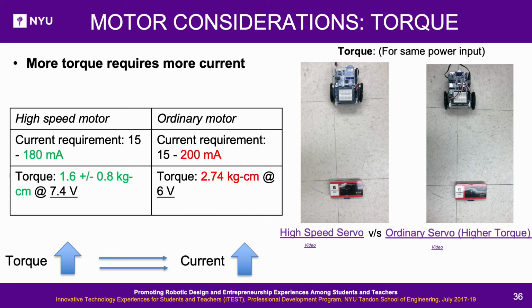Watch the video on the right that compares the torque capacity of a mobile robot operating using high speed and an ordinary servo, which has higher torque than a high-speed servo. The high-speed version cannot counter an obstacle on its way, but the higher torque version can keep going, and moves the obstacle along with it.